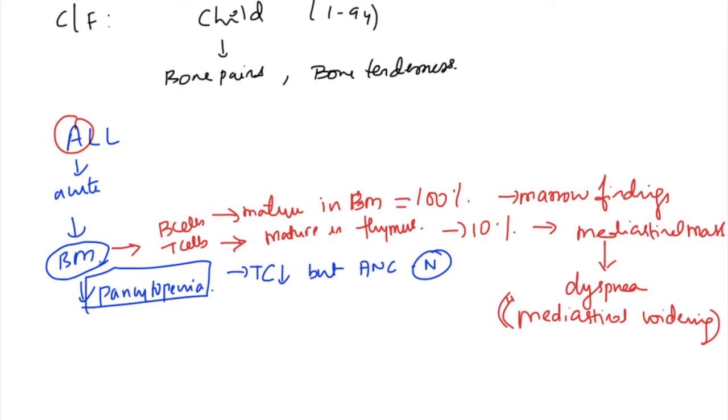Classically, you don't see any organomegaly, again because it is acute. We have said it will be limited to the marrow. The exception is again T cell ALL, where you will see lymph node involvement.